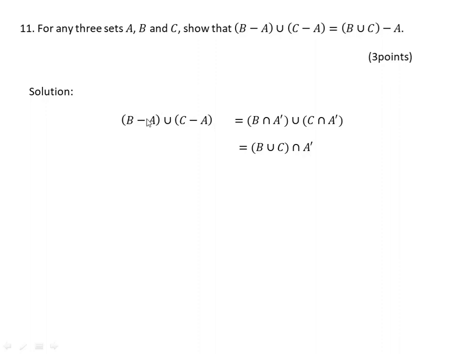Again, as I told you, since B without A is the same as B intersection A complement, that means B intersection A complement is the same as B without A. Therefore, (B union C) intersection A complement is the same as (B union C) without A, isn't it? Therefore, it is proved.